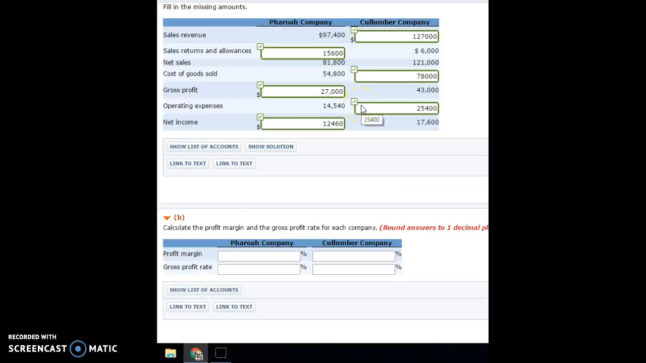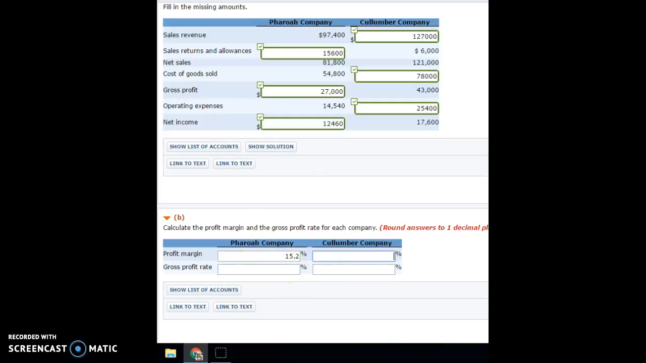Okay, now we're solving for the profit margin and gross profit rate. And we find the profit margin by dividing net income by net sales. So starting with the Faro Company, we know that their net income is $12,460, and we'll divide that by net sales, $81,800, and then we get 15.2%.